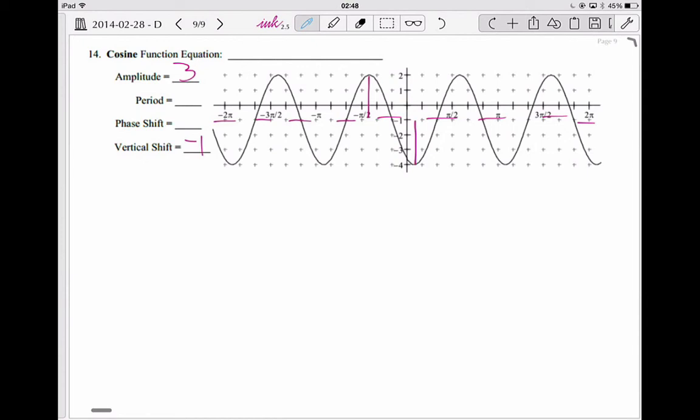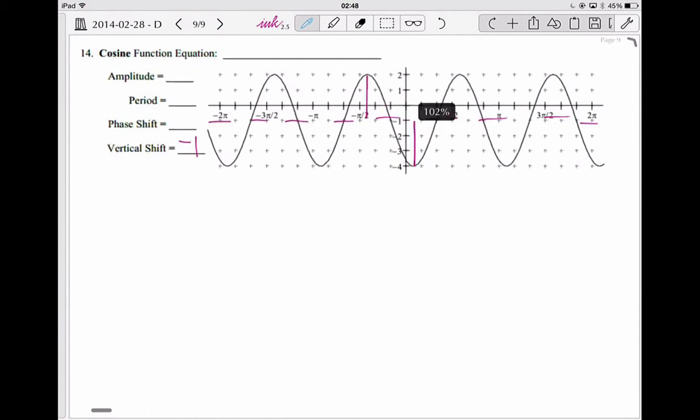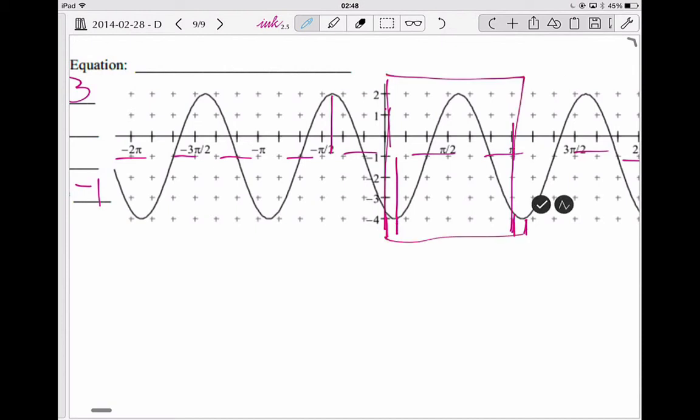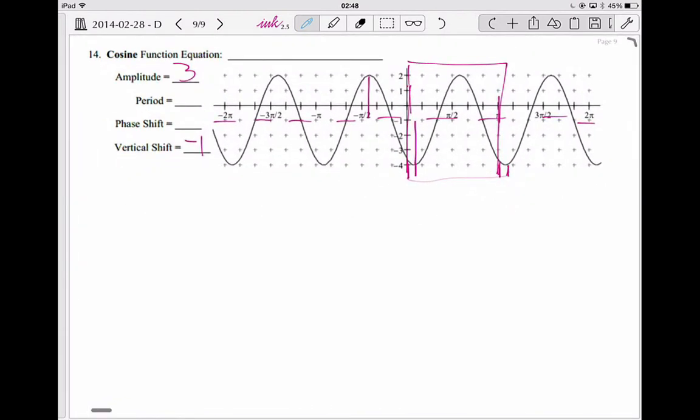Period. Well, let's see. This period is just a little bit past that and that. So if I go from here to here, that's equivalent to that. So it looks like my period is pi long. Okay, pi.